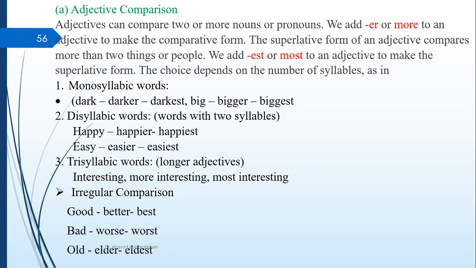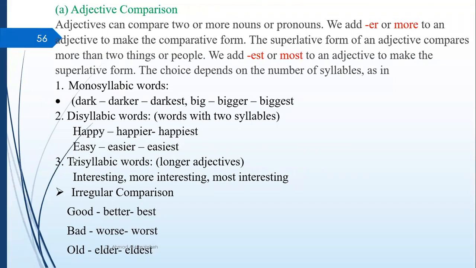Also disyllabic words, meaning words consisting of two syllables, we add ER for comparative adjectives and EST for superlative adjectives. If the adjective ends with Y, we change Y into I, and then we add ER. Happy, happier, happiest, easy, easier, easiest.